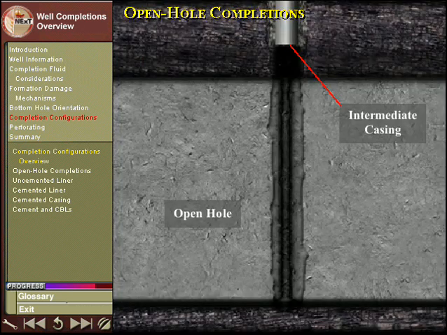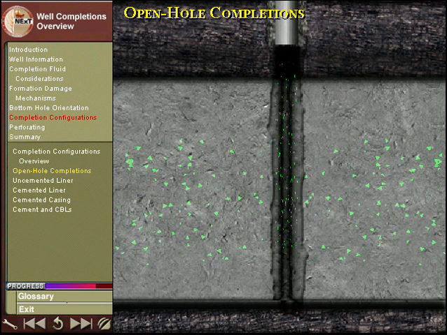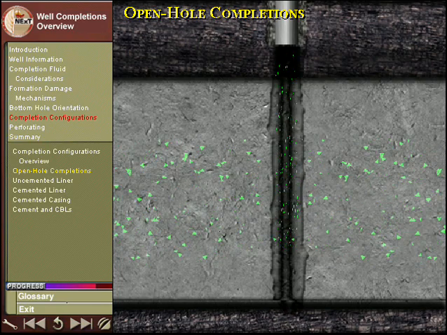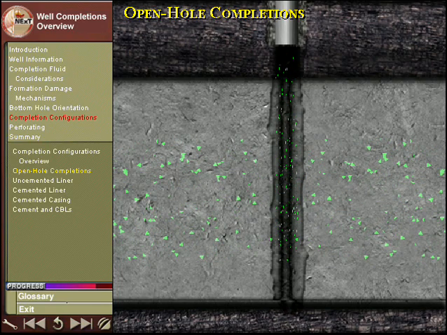are introduced. An open hole, or barefoot completion, is one with the casing set above or just in the top of the producing formation. The reservoir is drilled, but no pipe is placed or cemented across the formation.